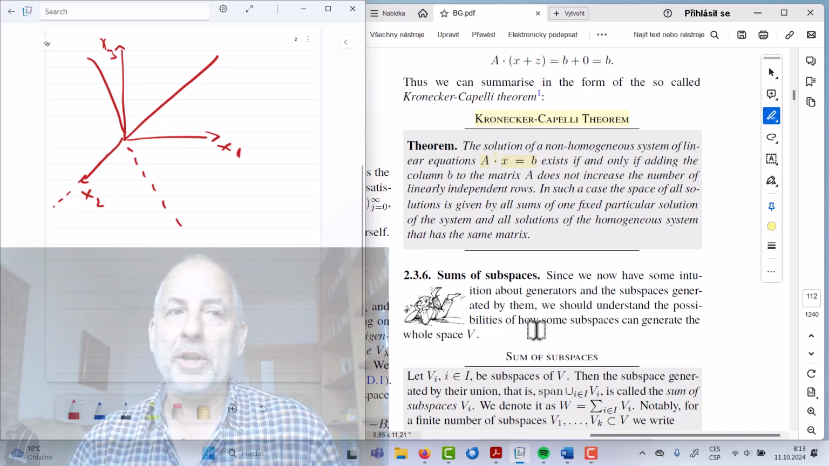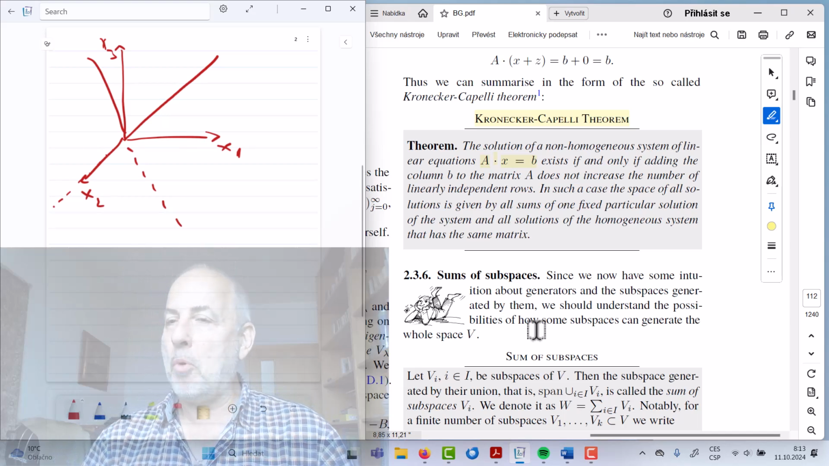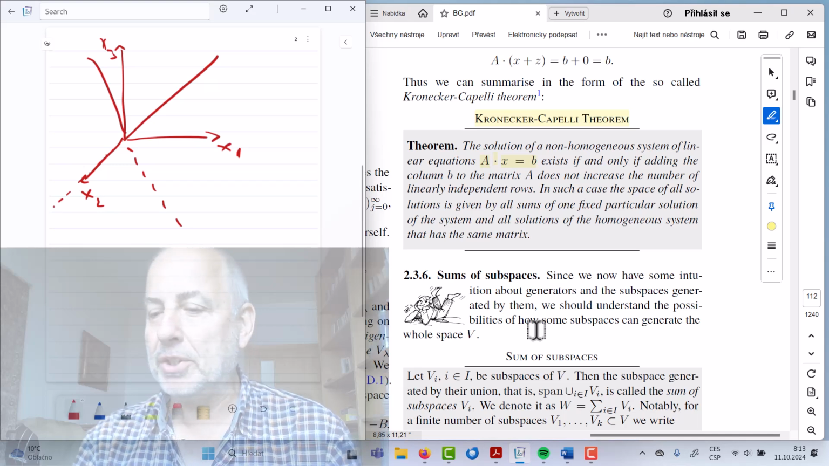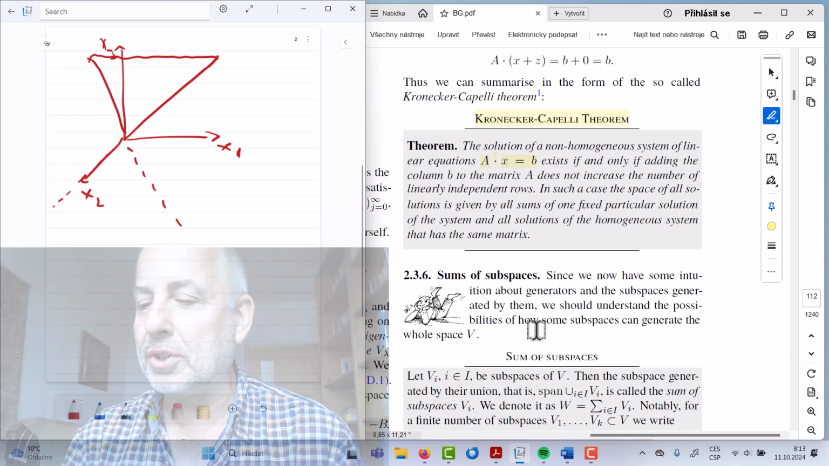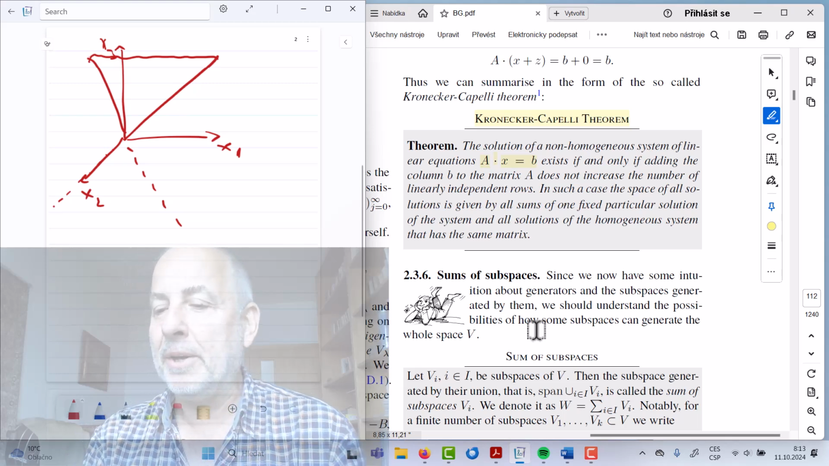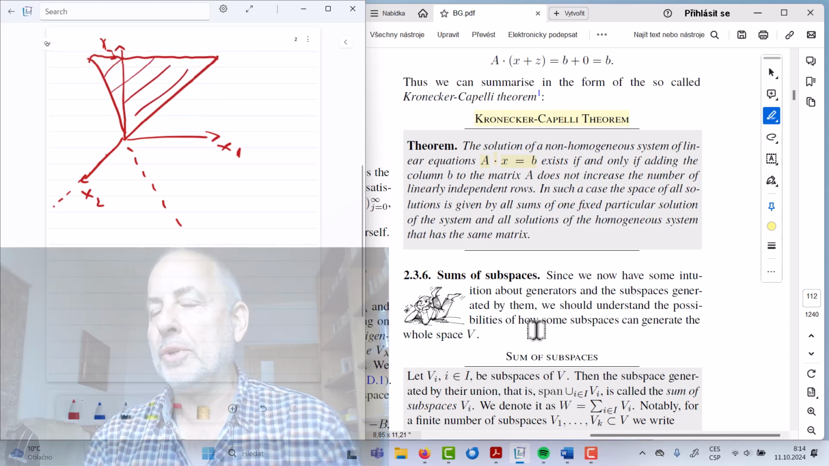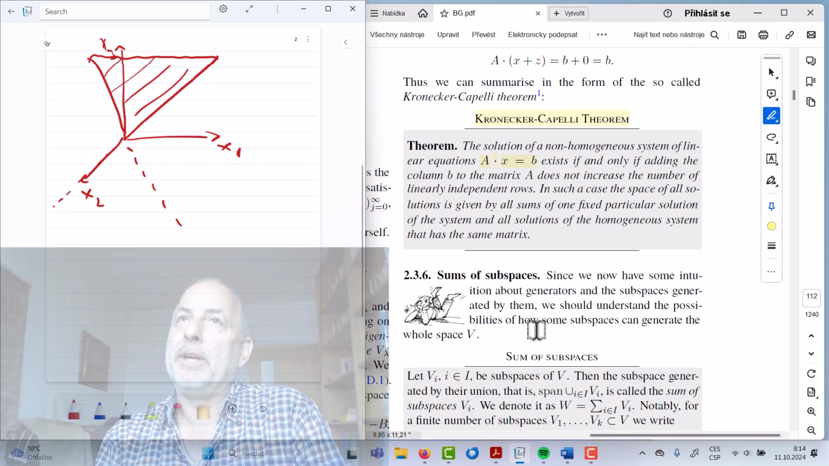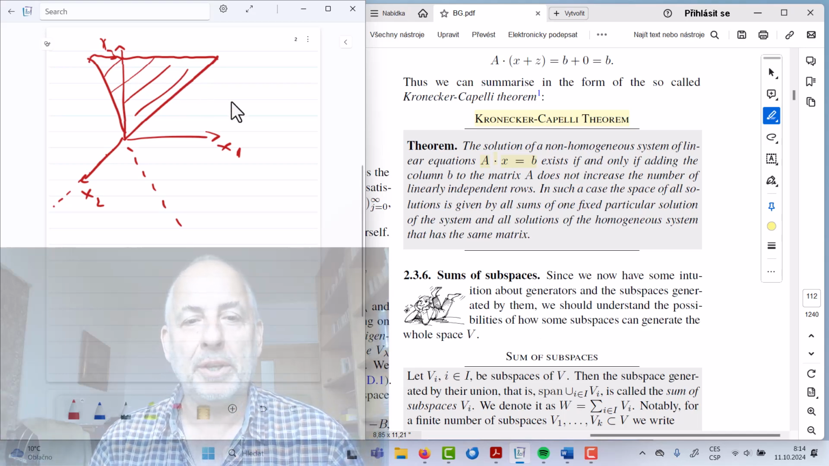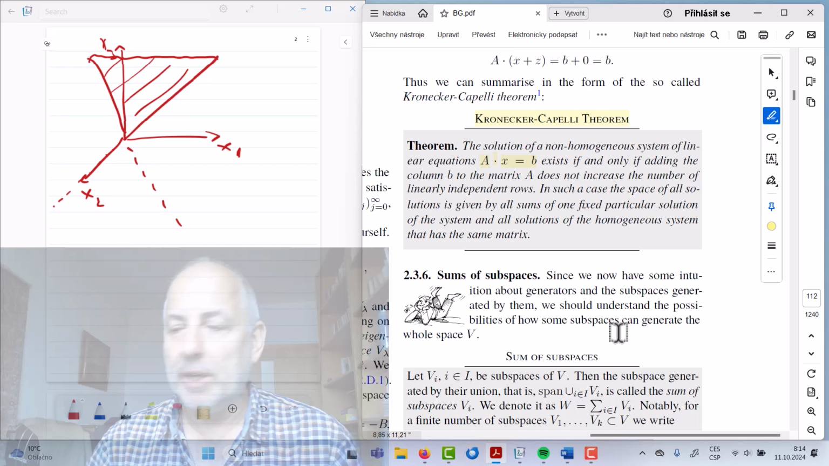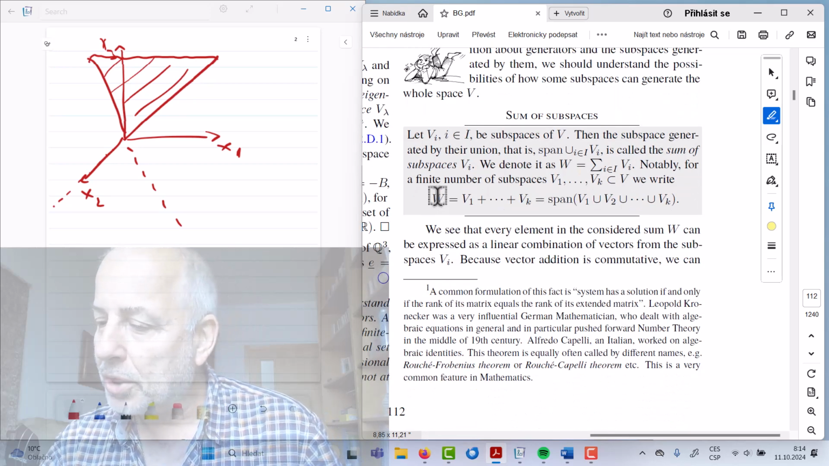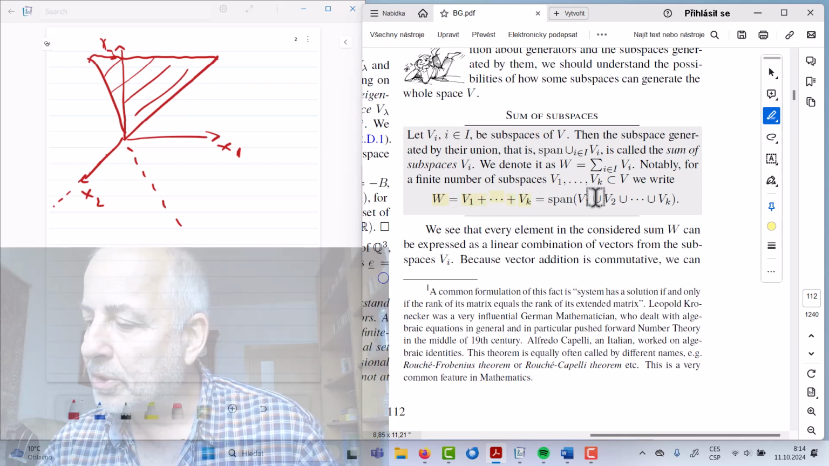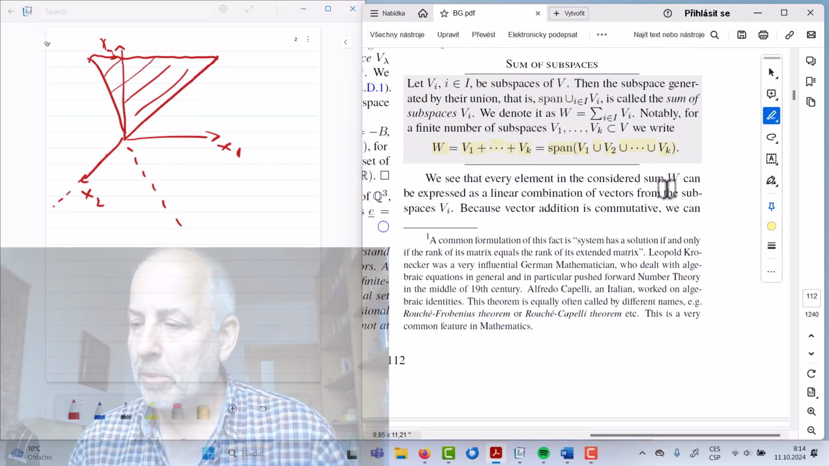then of course you can imagine that there is the smallest vector subspace which contains both of them, and that's the one which is the plane going through the origin, and it's spanned by the two lines. And this is the way we sum the subspaces. So you see that's the general definition, and you can sum the subspaces this way.